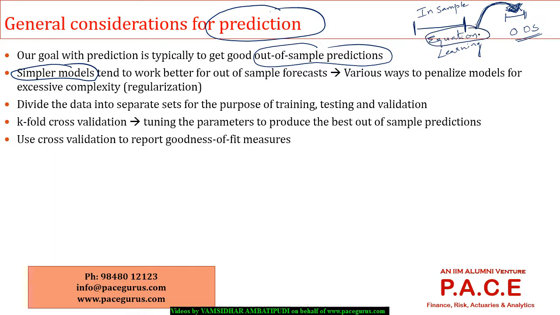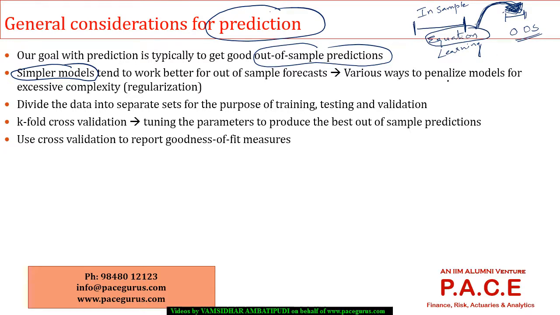Now, this complex equation may or may not improve the fit here. If that is not the case, why do I need to go for a complex model? When I am going with the complex model, the intention is that it should significantly improve my out of sample prediction. If it is just marginally improving, I may not be interested because there is a cost involved in building a complex model.